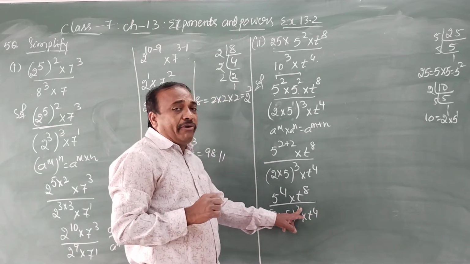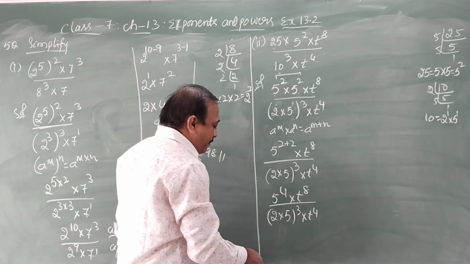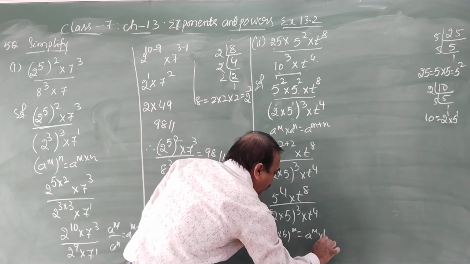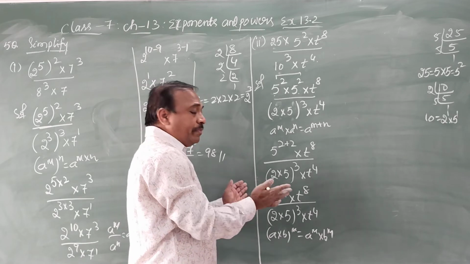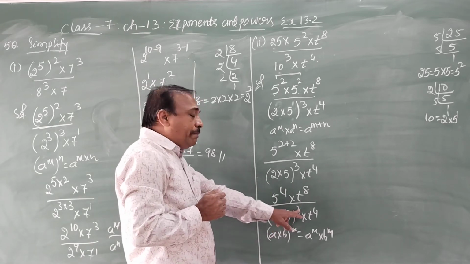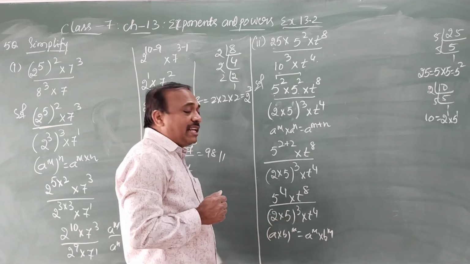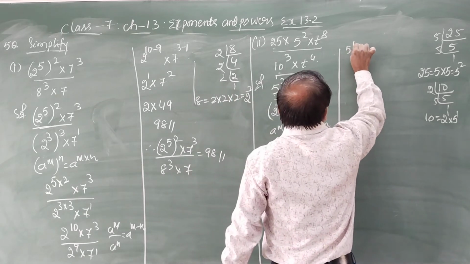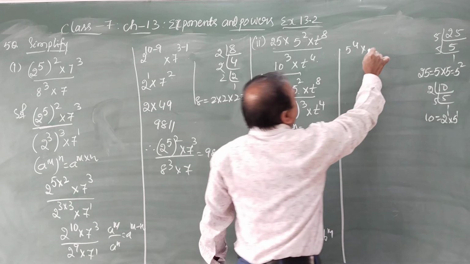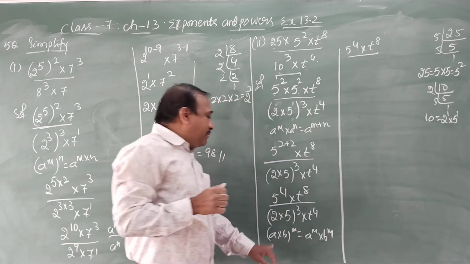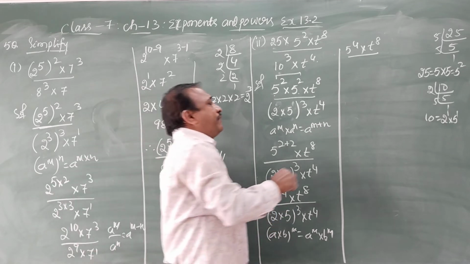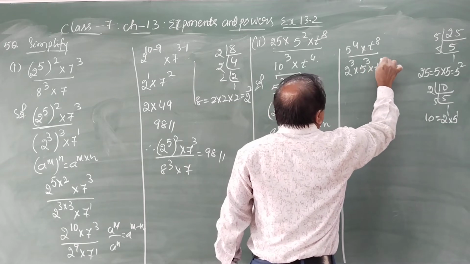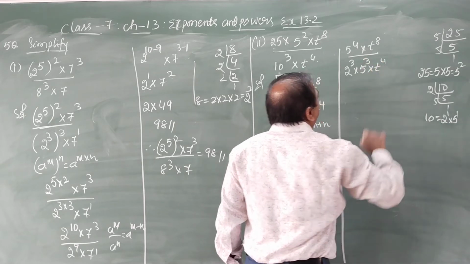a into b whole to the power m could be written as a to the power m into b to the power m. We can write the power separately for the bases. The power is applied to both numbers 2 and 5. So with that, the numerator is 5 to the power 4 into t to the power 8, by, separating the power for both, 2 to the power 3 into 5 to the power 3 into t to the power 4.